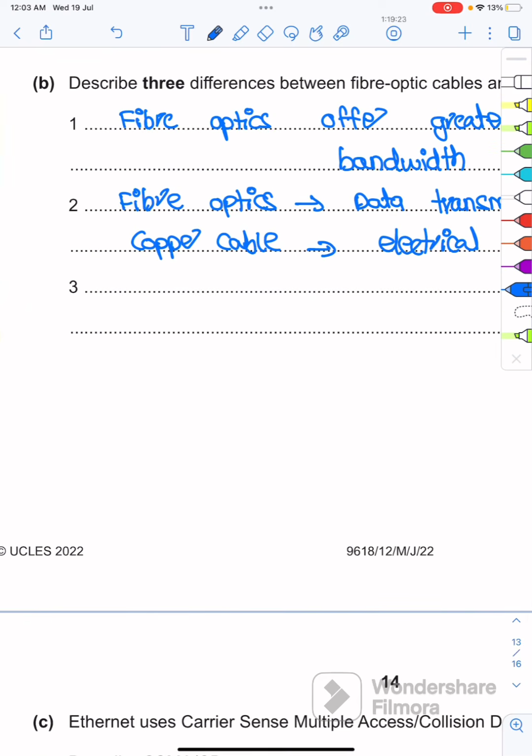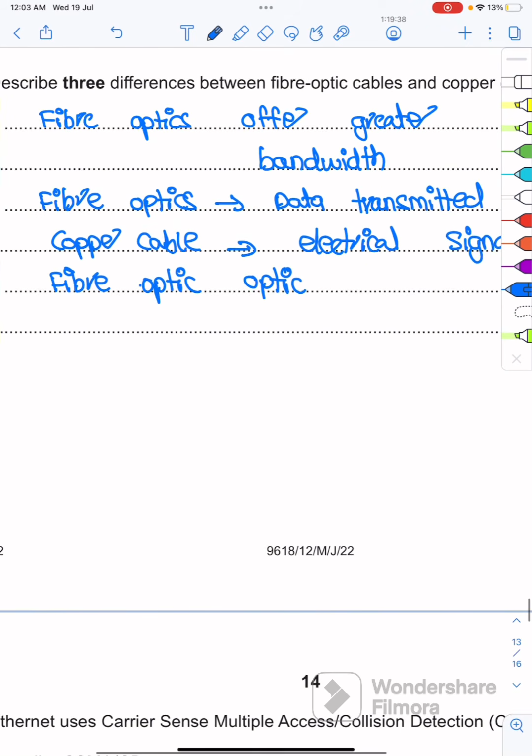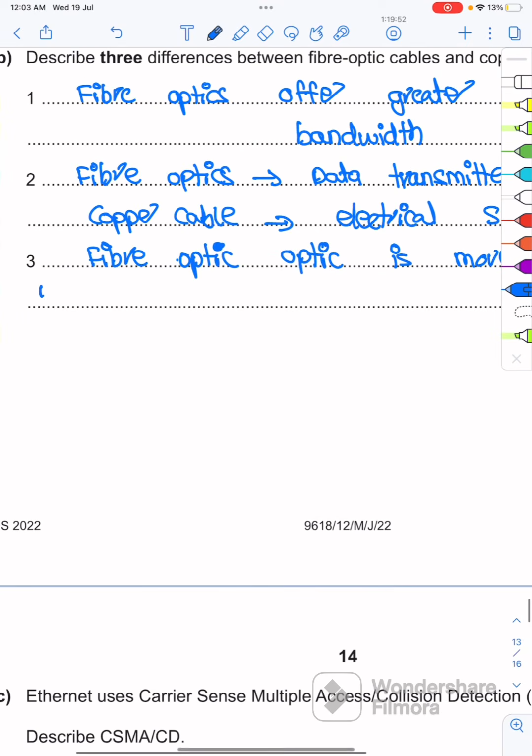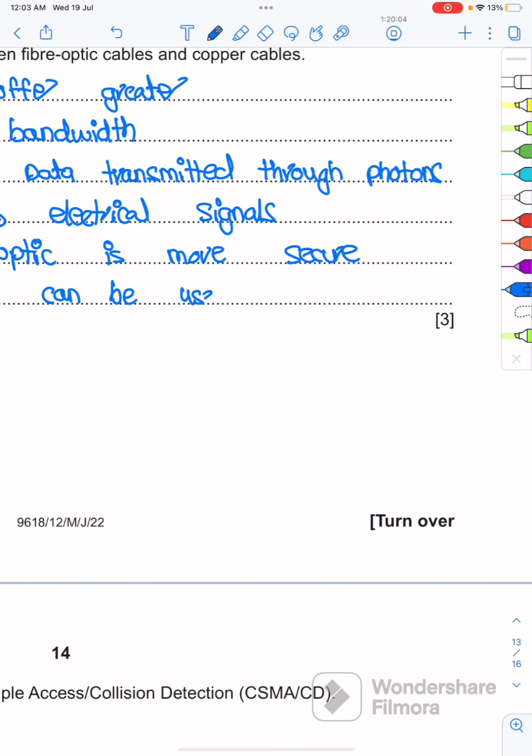Fiber optic is more secure, it has faster data transmission, it can be used over longer distances, and there are many different types of things. Fiber optic is more secure, and I'll just add a fourth one. Fiber optic can be used over longer distances. So we'll try to complete this within the time limit.